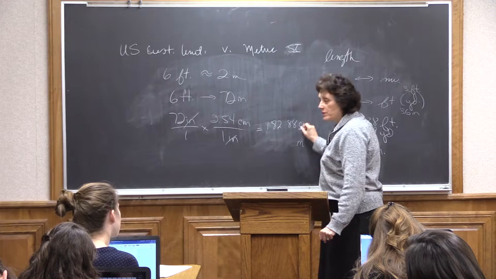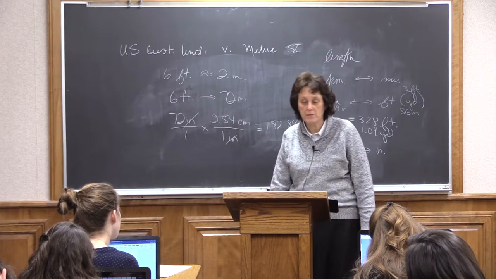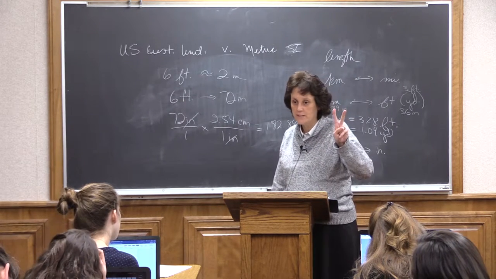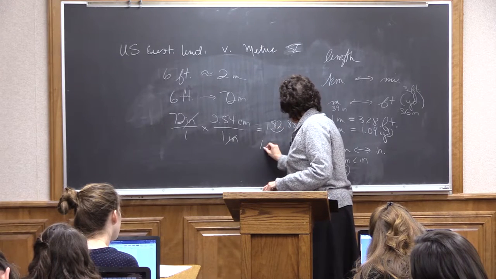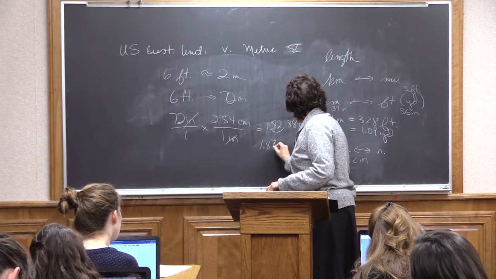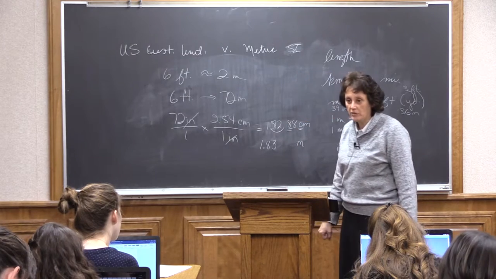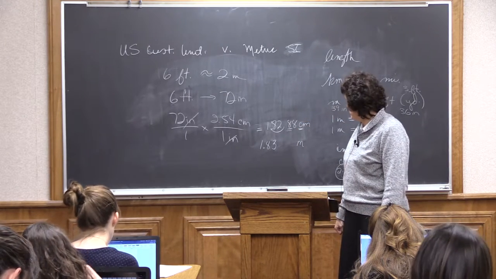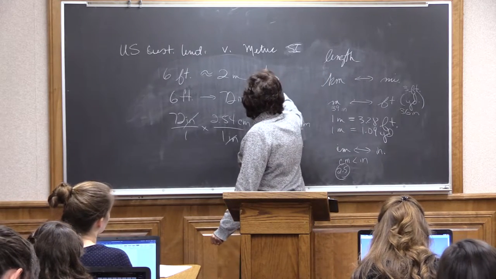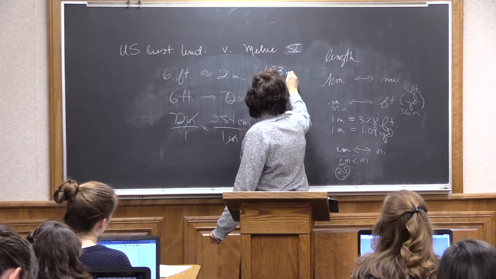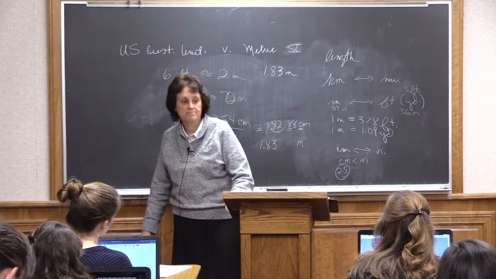What's the conversion between centimeters and meters? How many places? 2. Centi is 100. So we would move the decimal 2 places. 1.83. I'm rounding up because of the other extra eights. So she's about 2 meters tall, really 1.83 meters. Okay.